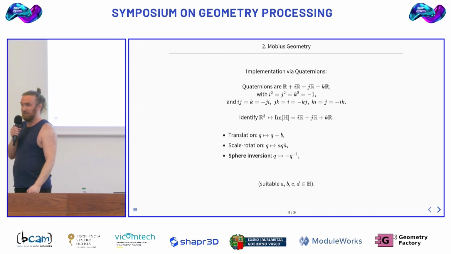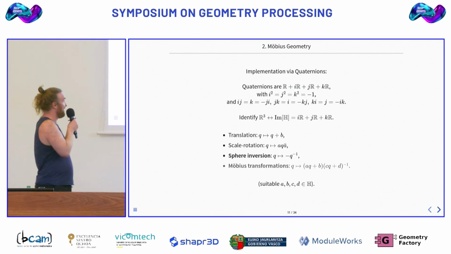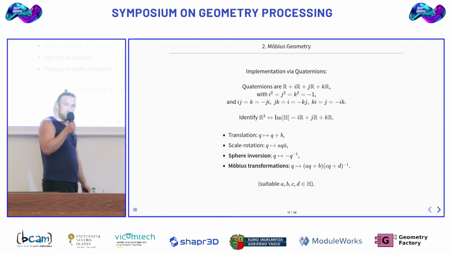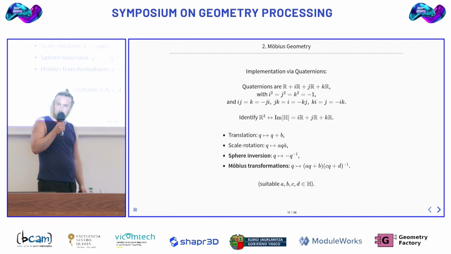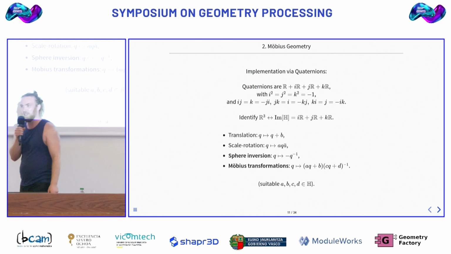Sphere inversion is again just inversion in terms of quaternions. Möbius transformations are sort of the same. I just have to be a bit careful because, as I said, left and right multiplication is not the same. So I really have to respect this order.